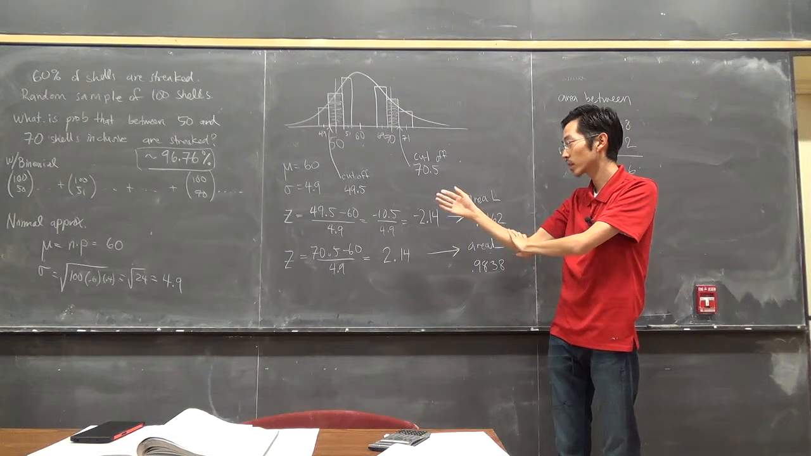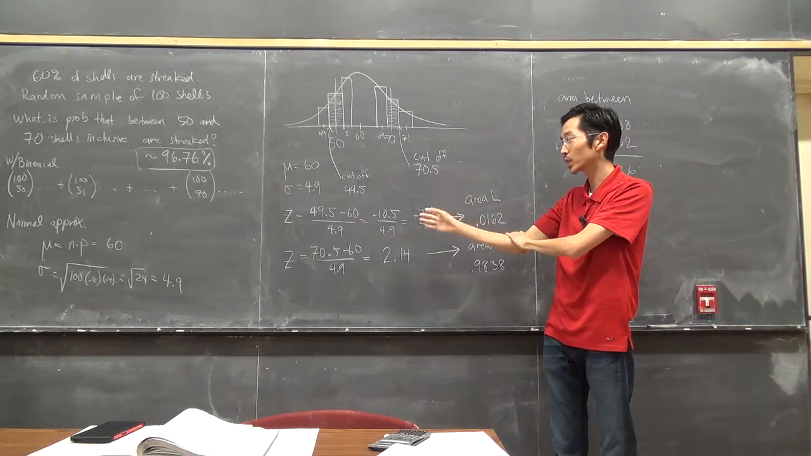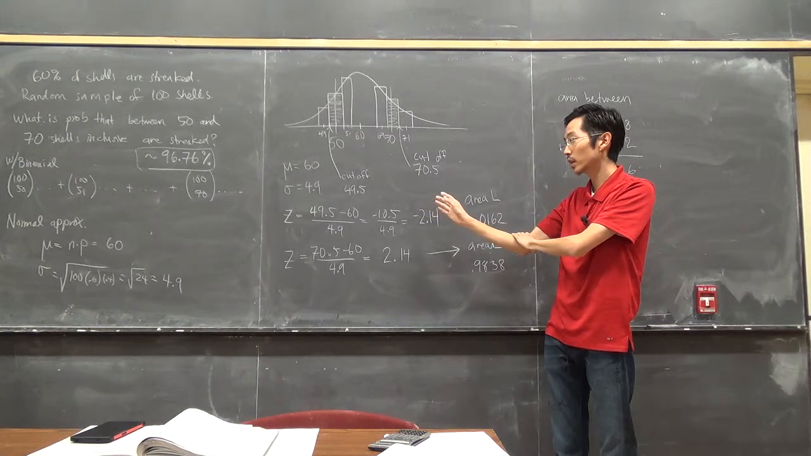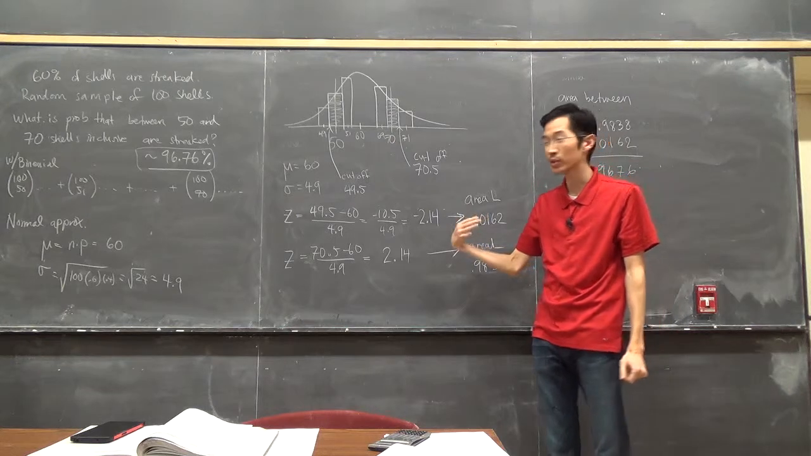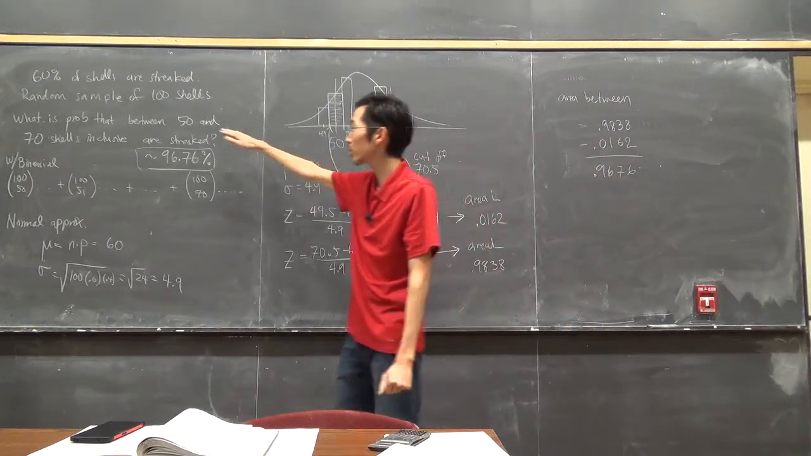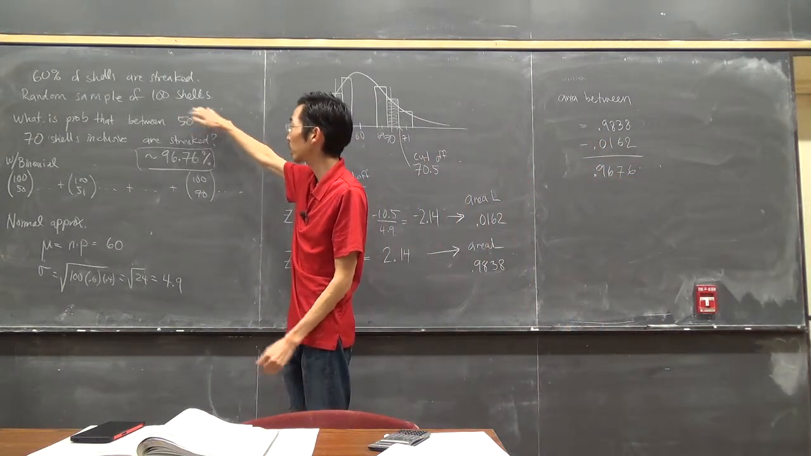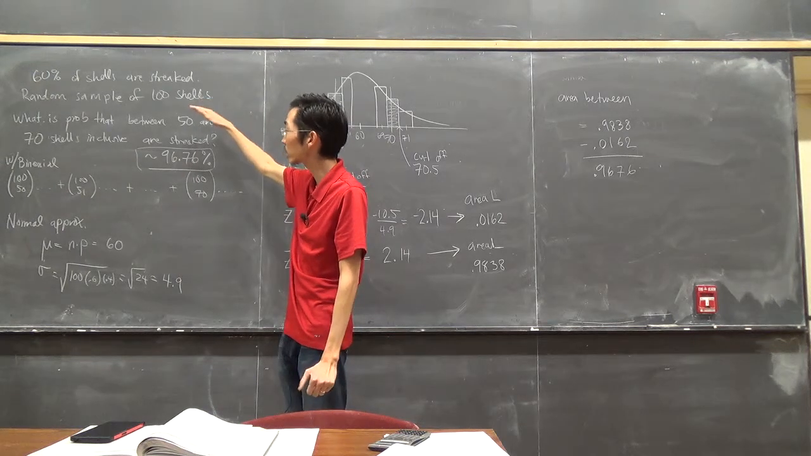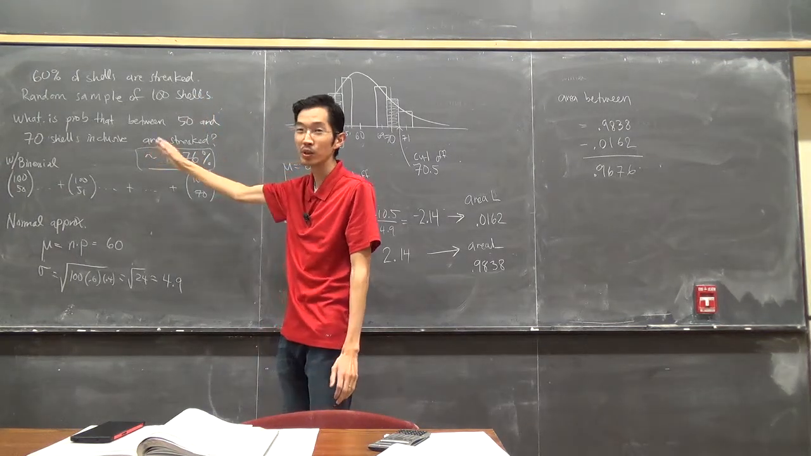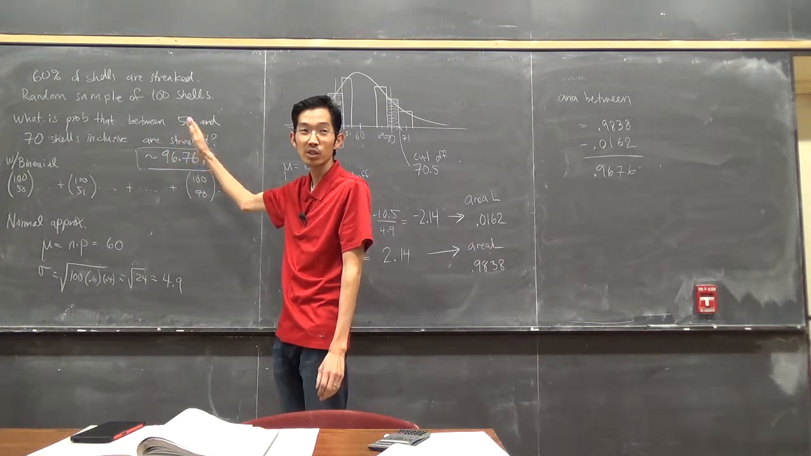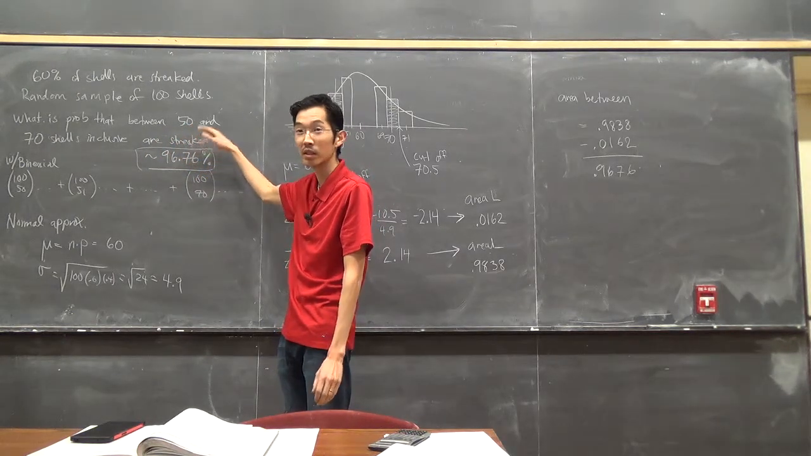Okay. In the book, it talks about dealing with a situation where instead of counts, you're dealing with a percentage. So I could rephrase this question. If I'm taking a random sample of 100 shells, I could ask, what's the probability that between 50% and 70% of my sample is streaked? Okay, that's asking the exact same question.